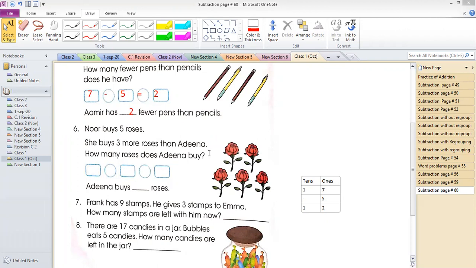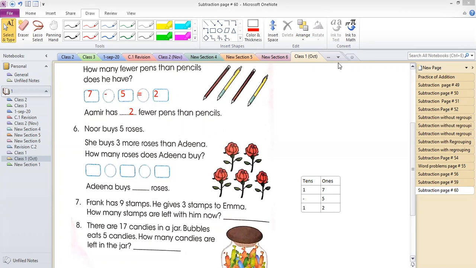Ibrahim Muhammad. Yes, Ibrahim. Noor buys 5 roses and she buys 3 more roses than Adina. Can you tell me how many roses does Adina buy? Two. Okay. Thank you. Let me check with one more student. Hamza Al Sayed. Yes, sir. Please answer question number 6. How many roses does Adina buy? If Noor buys 5, which is 3 more than Adina? 5 minus 3 equals 2. Very good.